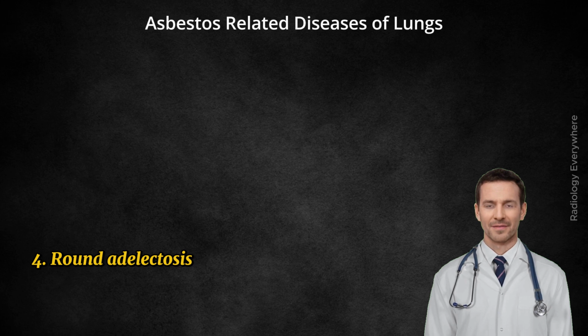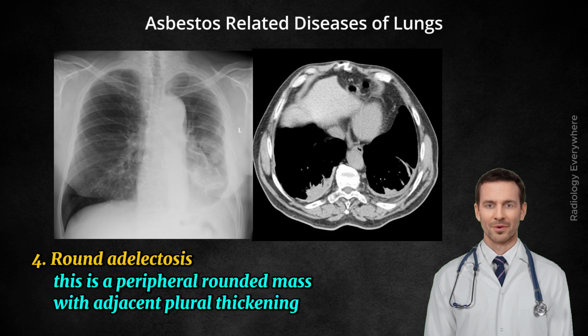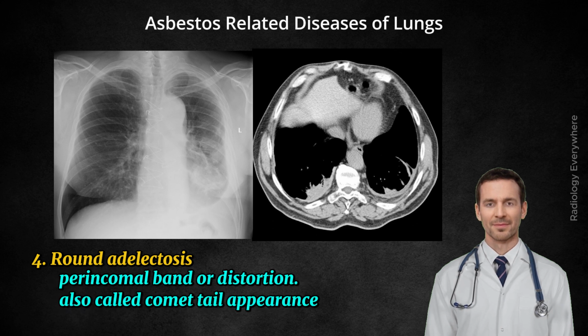Round atelectasis. This is a peripheral rounded mass with adjacent pleural thickening, and parenchymal bands or distortion, also called comet tail appearance.